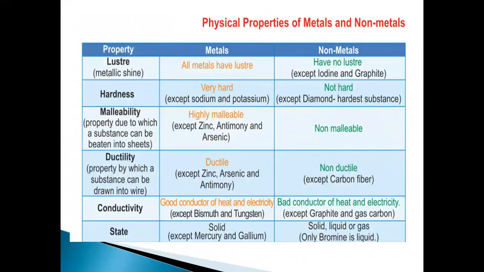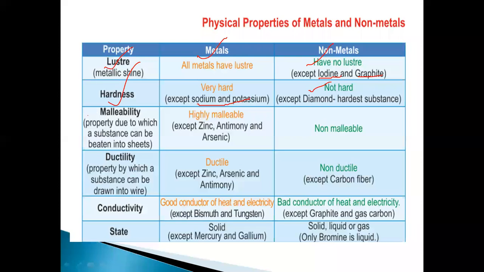Okay, let's take a look at a review and comparison of properties and uses of metals and non-metals. Metals have luster. All metals have luster, but non-metals don't have luster except iodine and graphite. You have seen graphite in the previous slide. Hardness: metals are very hard, some are not, except sodium and potassium, and non-metals are not hard.